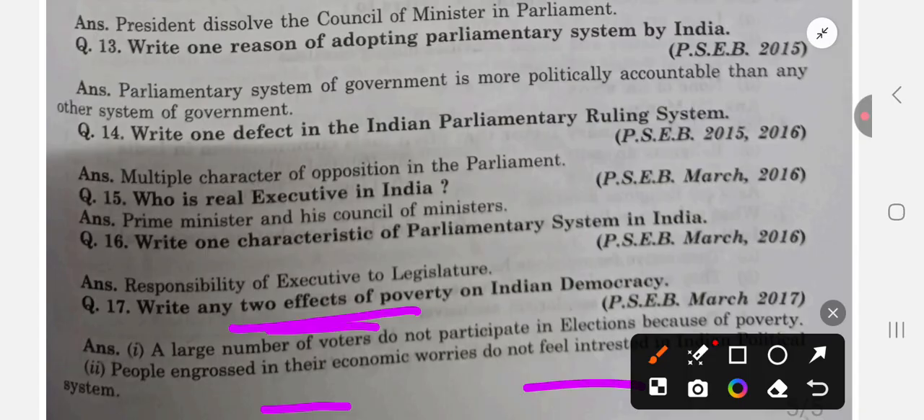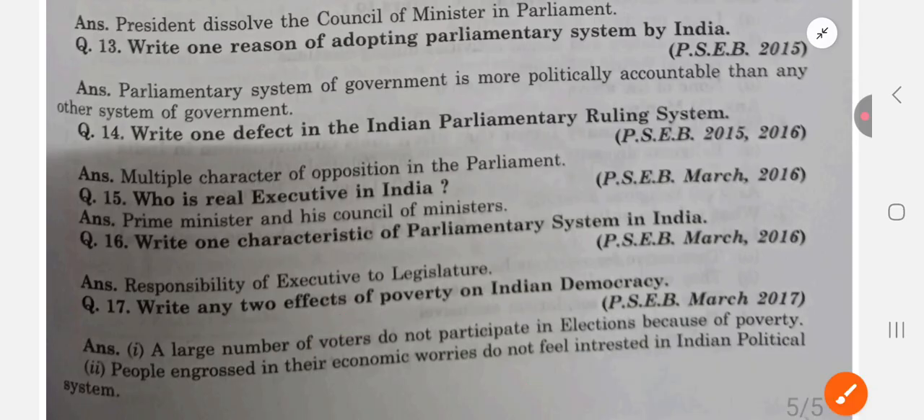They are on their hard daily wage work. Their economic worries are more than their political worries. So this is all from this chapter. Hopefully you got it.